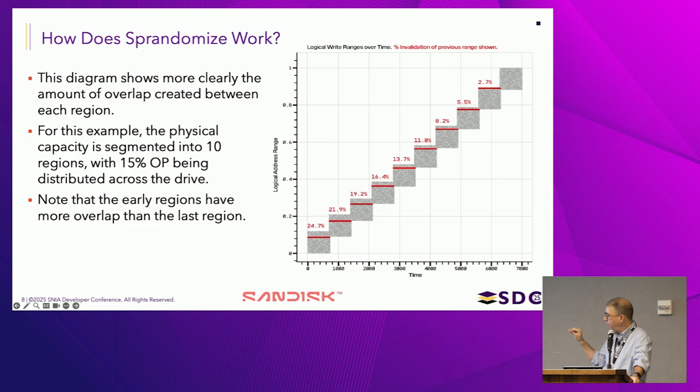And that overlap is designed to create a little bit of invalidation, and that invalidation is how we create the OP distribution. So by having a little bit of overlap and modulating that overlap as we write through the drive, we can actually create the exact amount of OP distribution that we want within the drive. So this was the first approach we used, and we got very good results with this.